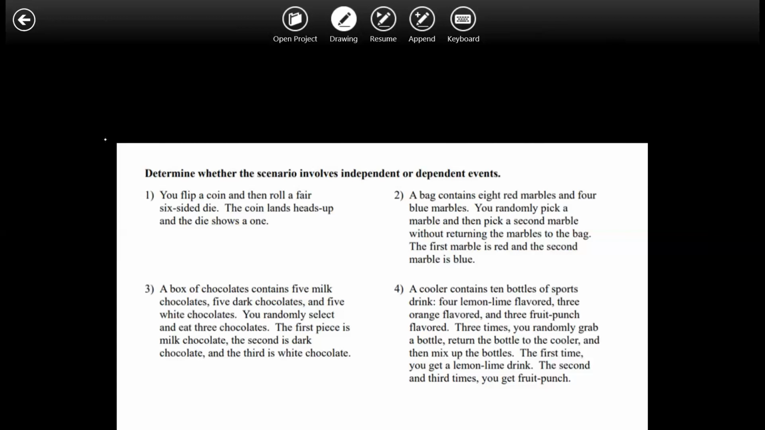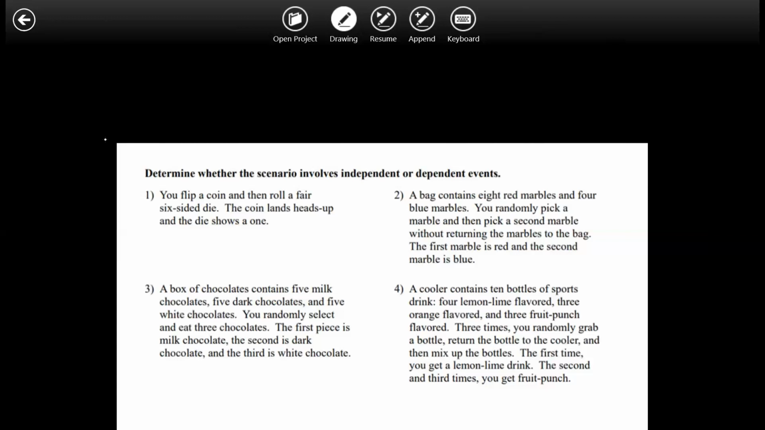A cooler contains 10 bottles of sports drinks: 4 lemon flavored, 3 orange, 3 fruit punch. Three times he randomly grabs a bottle, returns the bottle, and mixes up the cooler. The first time he gets a lemon drink, and the second and third times he picks up a fruit punch. Independent or dependent events? Dependent. He drinks a sports drink.